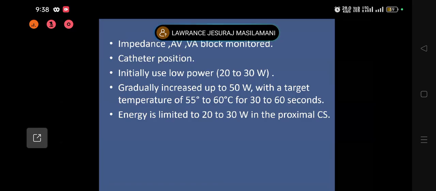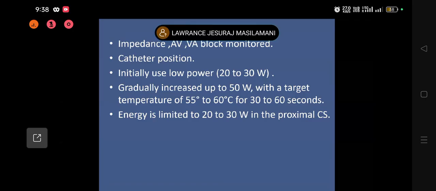You monitor the AV conduction. Whatever we do in a junctional, whatever we are monitoring in VA conduction, we are more worried about the AV conduction. Basically, VA conduction tells you about the AV conduction. But if your VA conduction is not good because of some other reason, you can do AV pacing and monitor the AV conduction so that you are pretty sure what's happening. You have to monitor the catheter position.